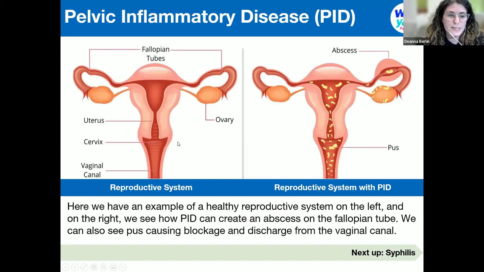You can see on the left-hand side, it's a reproductive system without pelvic inflammatory disease. And on the right, there's one with pelvic inflammatory disease. And you can see there's pus, there's inflammation. You can see ulcers or blockages from the discharge in the vaginal canal. You can see the abscesses, this larger thing on the fallopian tube. So this makes things painful and can have a lot of different symptoms for someone who has untreated STIs. We want to prevent this if we can.